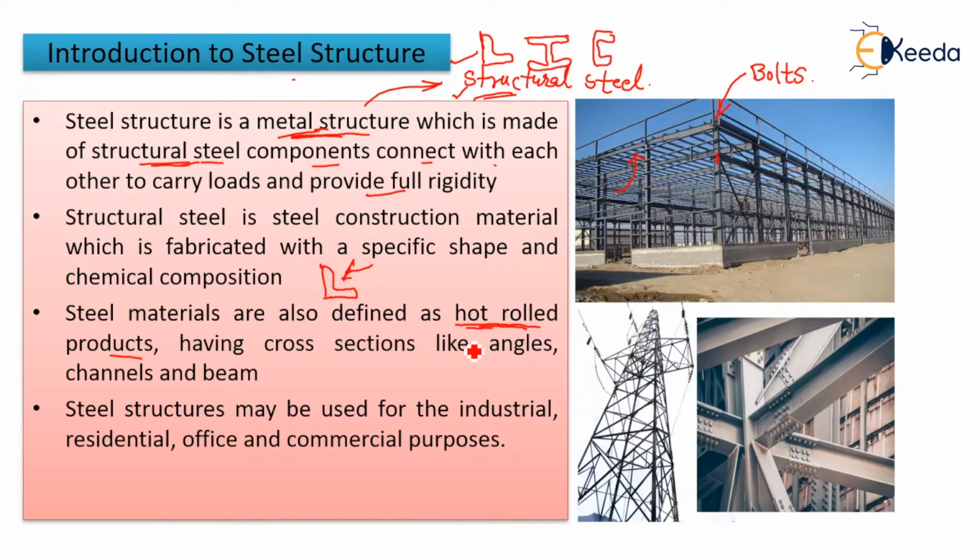Then steel structures may be used for industrial, residential, office, and commercial purposes. You may have seen industrial sheds which are made up of truss elements. Even in residential building frames, you can use steel structures, in offices, warehouses, commercial places. Everywhere you can use the steel structures.